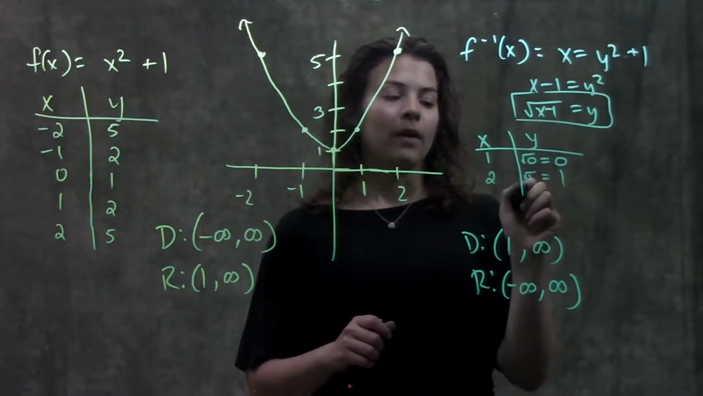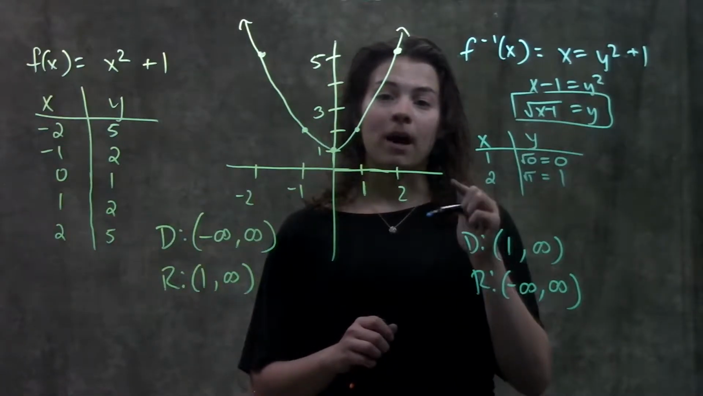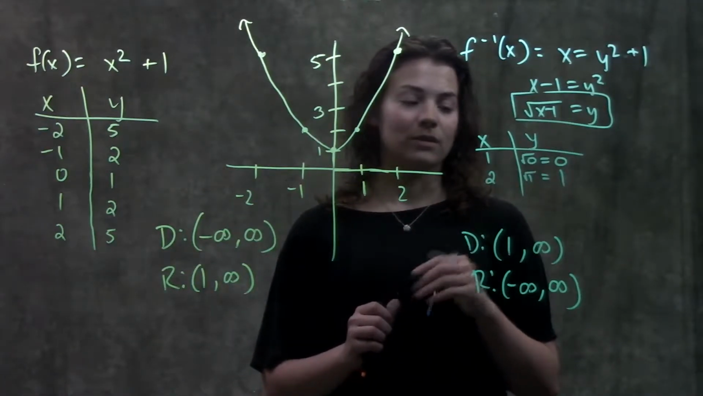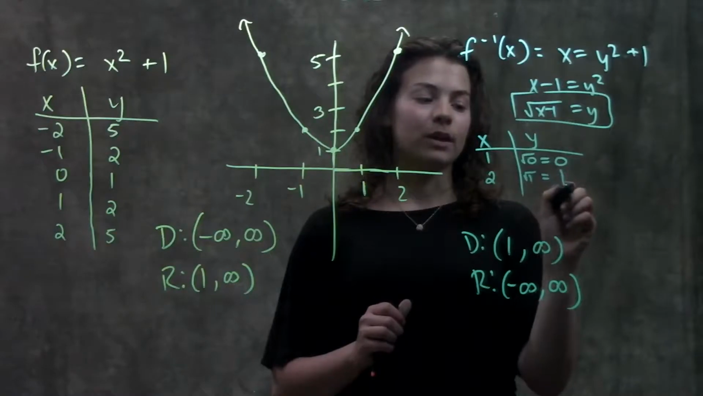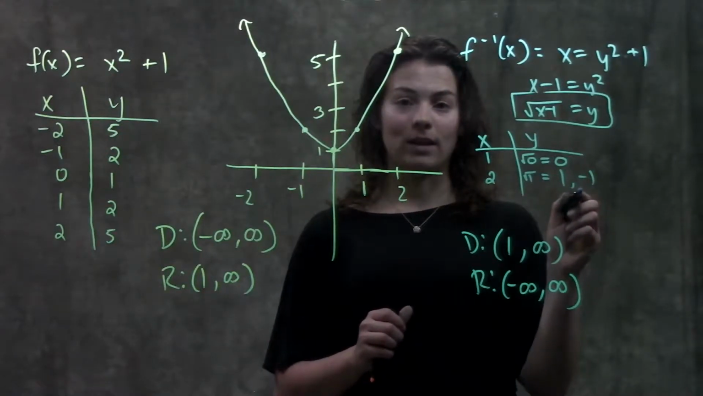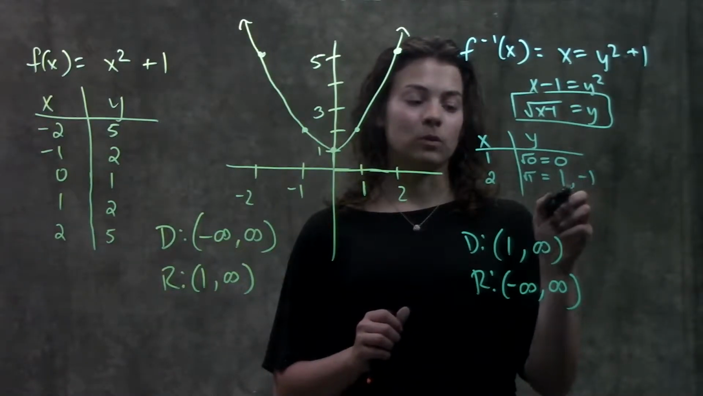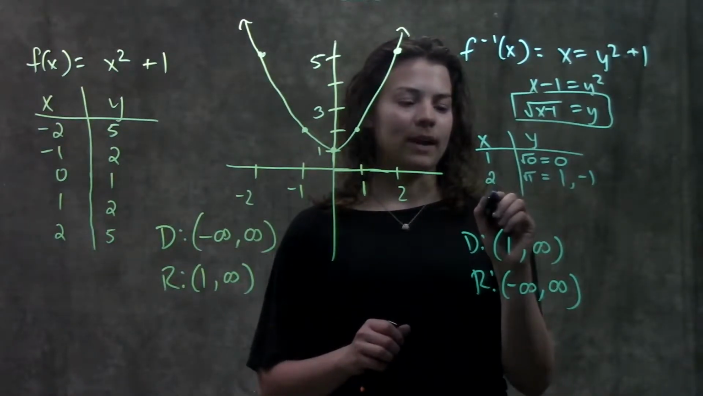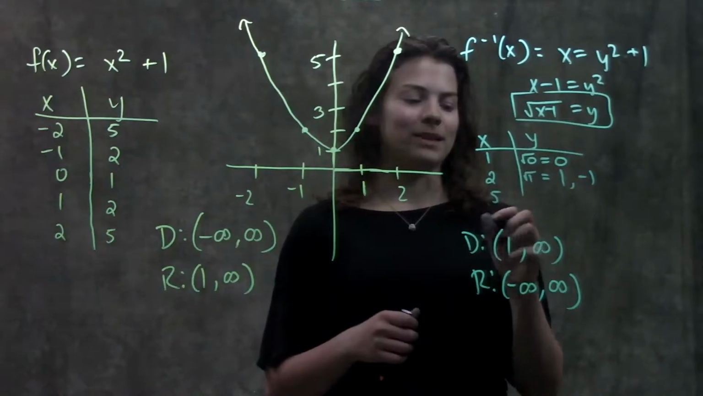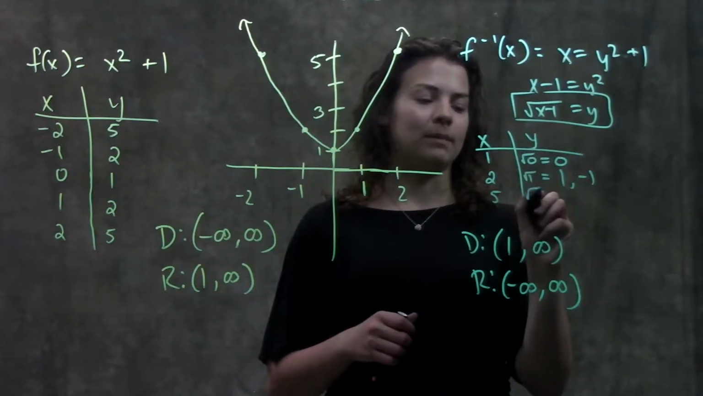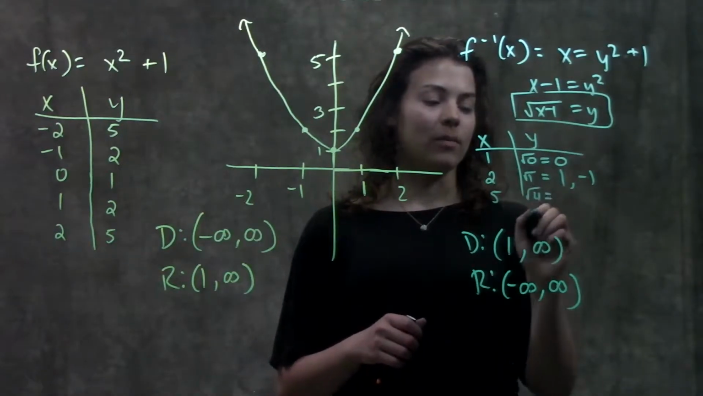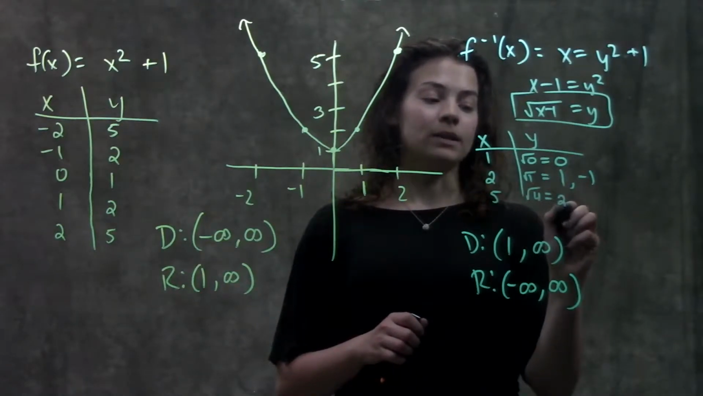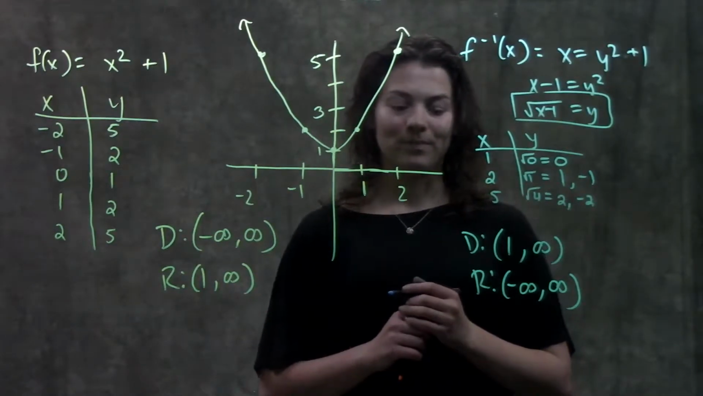But remember that for radicals, I have both positive and negative values. So I could have positive 1, but I could also have negative 1. Both of these values, when squared, will get me back to positive 1. And I could try another value like 5, just to make our math easy. When I plug 5 in here, I'll end up getting rad 4. And remember, radical 4 is both positive 2 and negative 2.